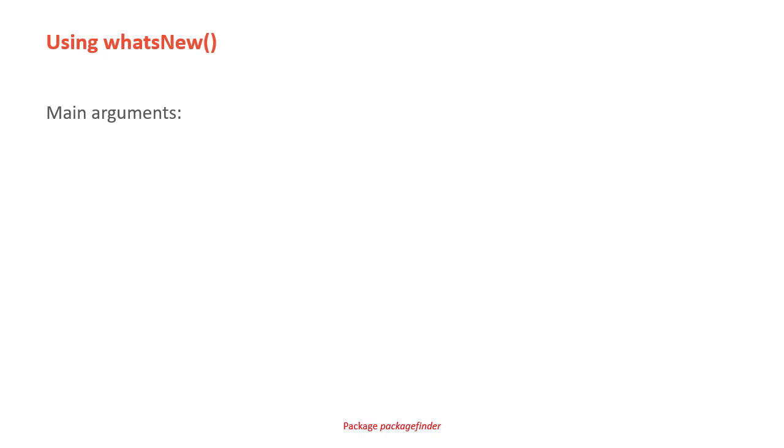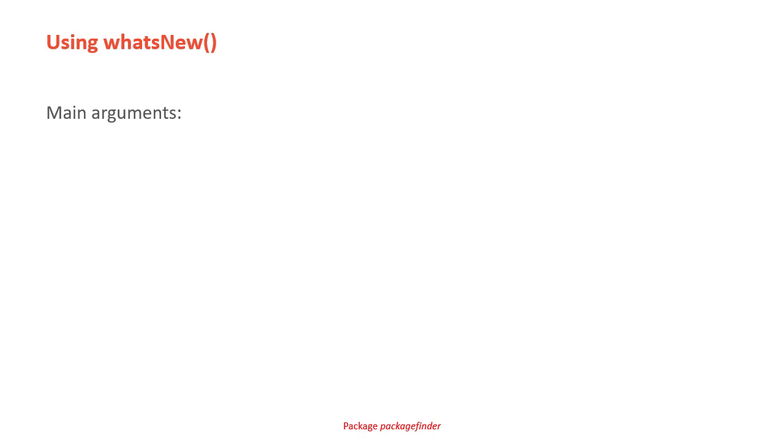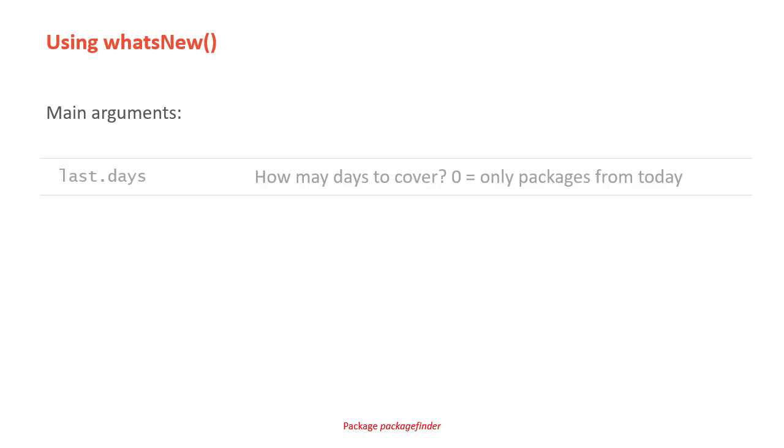Finally, let's have a quick look at the fourth main function of packagefinder. This function is What's New. As the name suggests, What's New gives you information about packages that have recently been published on CRAN. So, not surprisingly, the main argument of the What's New function is last days.